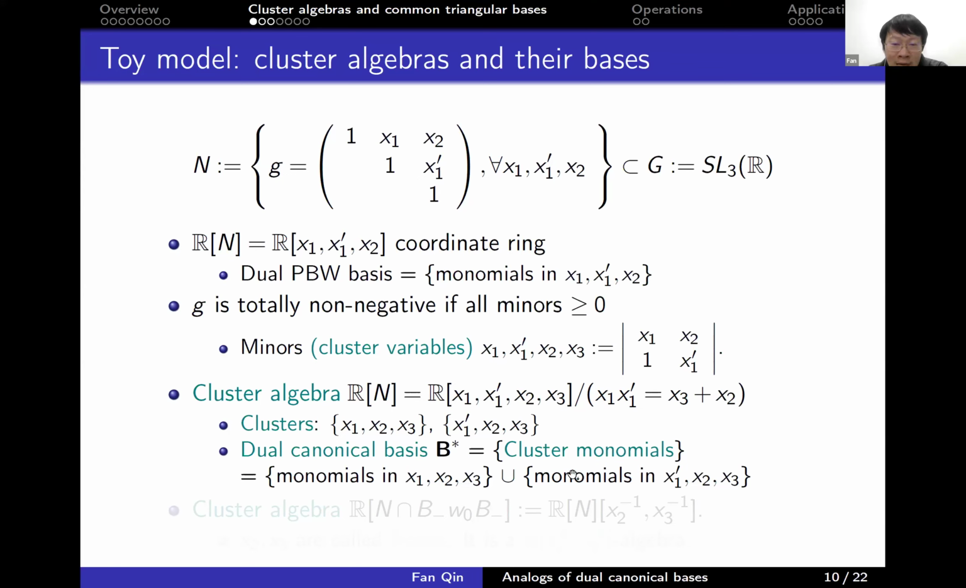And this collection of cluster monomials, in this example, is just the dual canonical basis at the classical limit. And I want to say that here, this is a coincidence. In general, the basis is much larger than the set of cluster monomials.